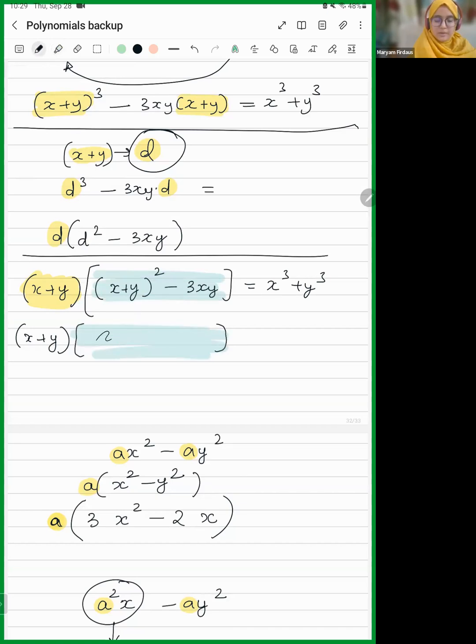x plus y whole square, means the formula for x plus y whole square. x square plus y square. That's it.